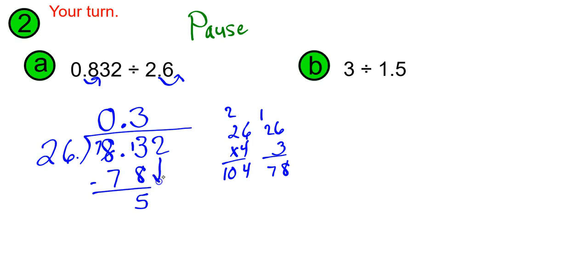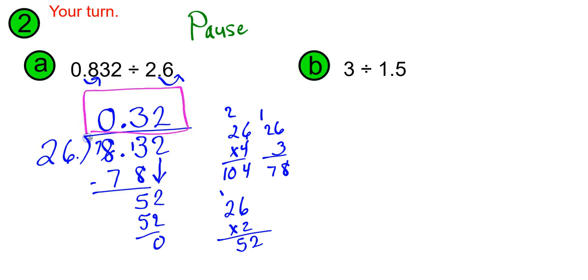All right, let's drop down that 2. I think it's twice, but I'm going to go check my work real fast. All right, 26 times 2. Let's check to see if that's 52. Carry. All right, 52. So 26 goes into 52 twice. That answer is exactly 52. So my final answer is 32 hundredths, 0.32.